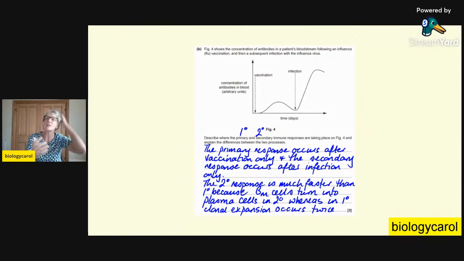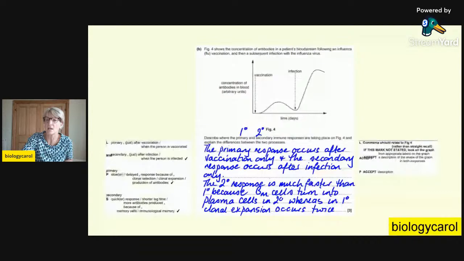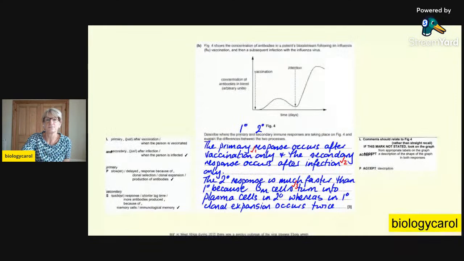I was thinking, you know, to be honest, primary response, specific immune response, is a multi-stage process. Really is. The T cells have to be activated and then clonally expand. The B cells have to be activated, clonally expand. And then the plasma cells of the B cells have to produce antibodies. So here is the mark scheme. Here are the notes. So I ended up with these 3 marks.